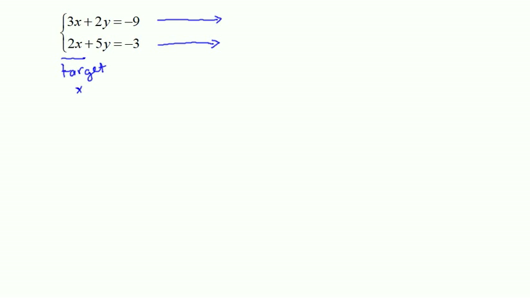Looks like with 3x and 2x, I'm going to have to get one of these to be positive 6x and the other to be negative 6x. It doesn't really matter which is which, so I'll multiply the top one by positive 2 and the bottom one by negative 3. But it would work just as well to do negative 2 on top and positive 3 on the bottom. So this gives me 6x plus 4y equals negative 18, and negative 6x minus 15y equals positive 9.